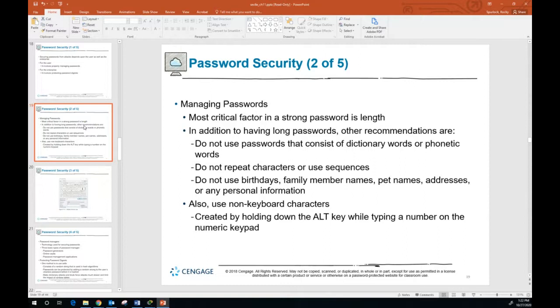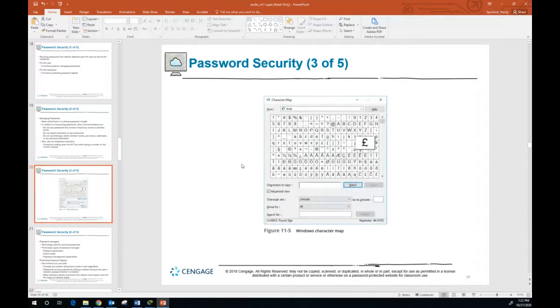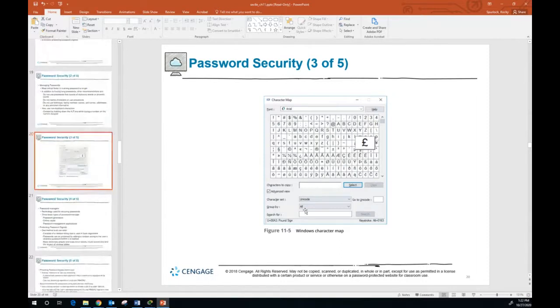You can also use non-keyboard characters, and you can do this by holding down the Alt key while typing a number on the numeric pad. Can we see an example of the character map dialog box here? For this symbol here, they've got the keystroke of the Alt 0163. Okay, so that would add that character to your password. The pound sign for that.